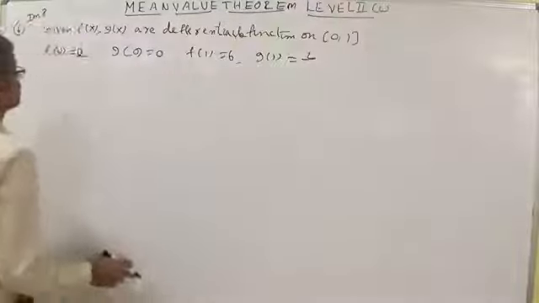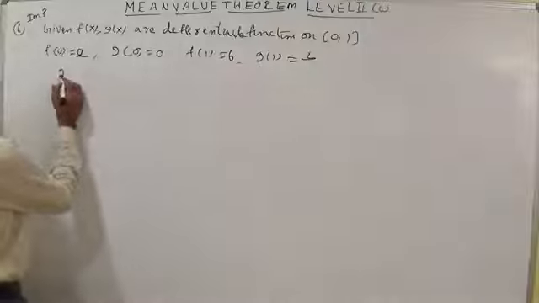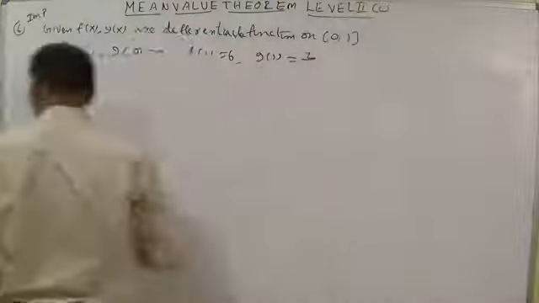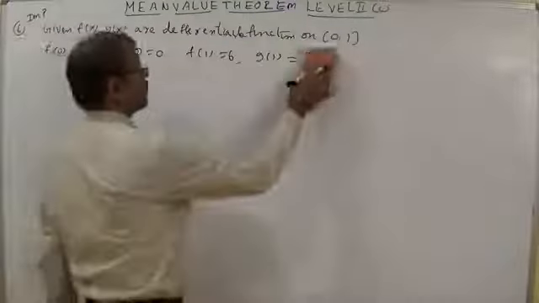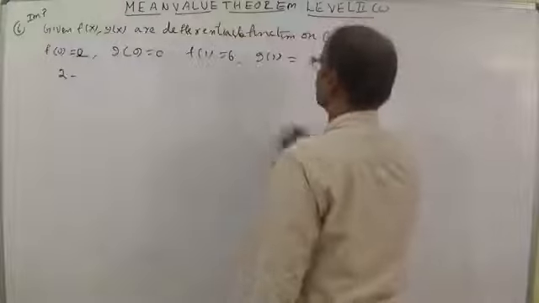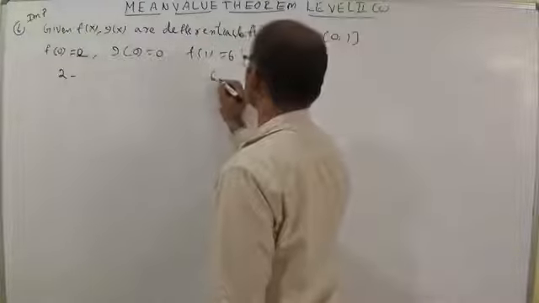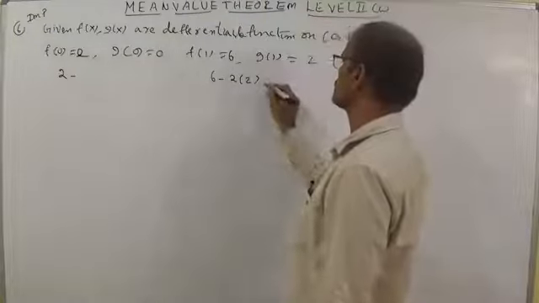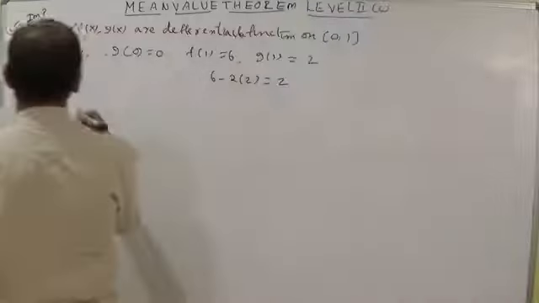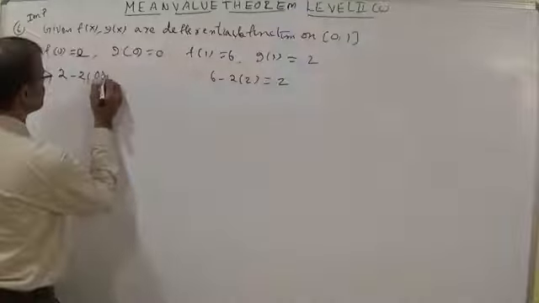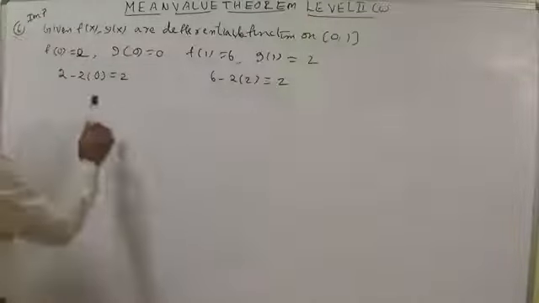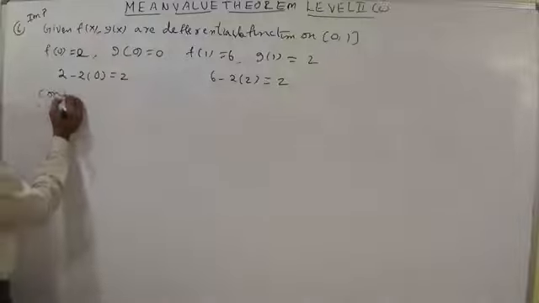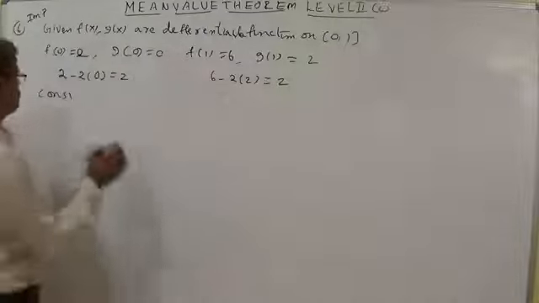I said that logical thinking is there. 2 minus 0 is equal to 2. Here this value 2 is given, f(1) = 6 is given, and g(1) is given as 2. 6 minus 2 into 2 becomes 2. So 2 minus 2 into 0 becomes 2. So this is 2, that is 2. It depends upon these two values.